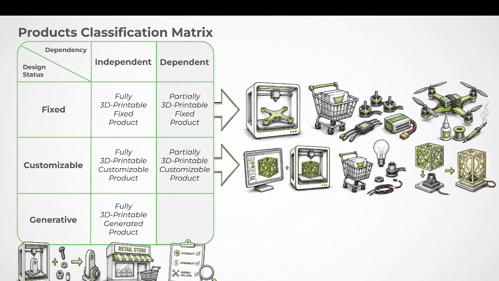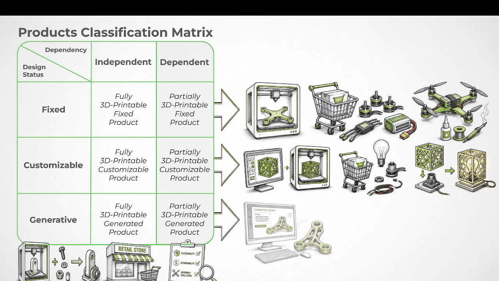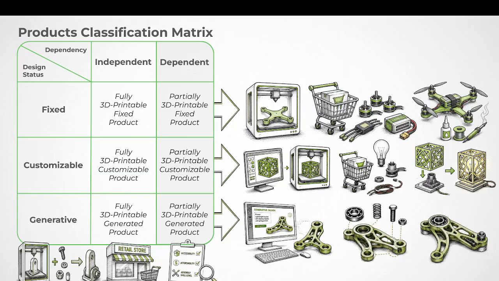Archetype 6 is a partially 3D printable generative product. These are custom geometries generated by the user using AI or generative tools, but designed intentionally to interface with standard hardware, such as bearings, springs, or fasteners.